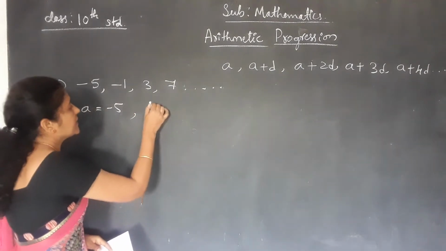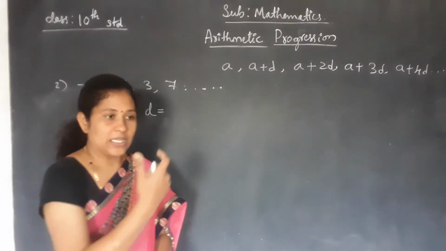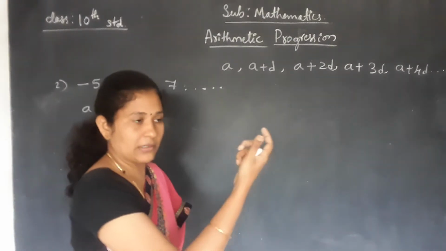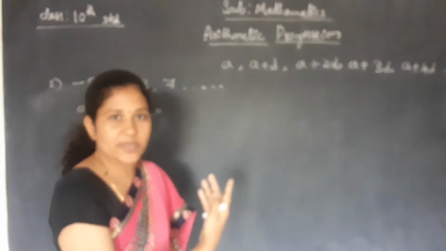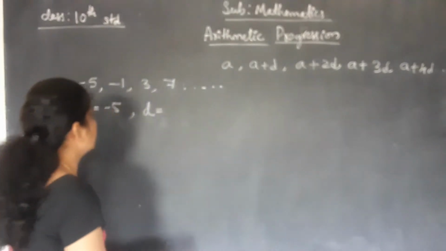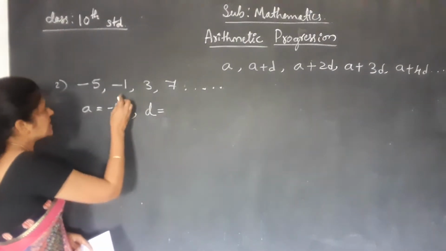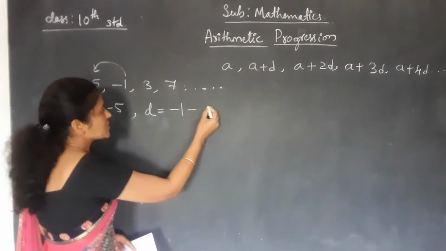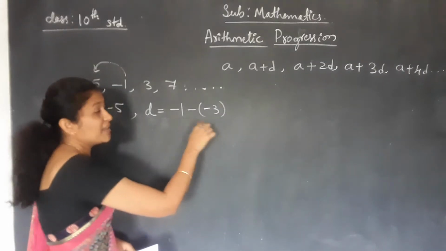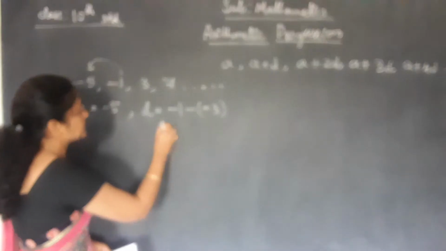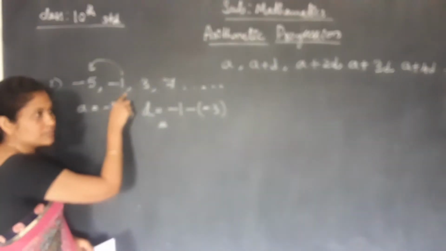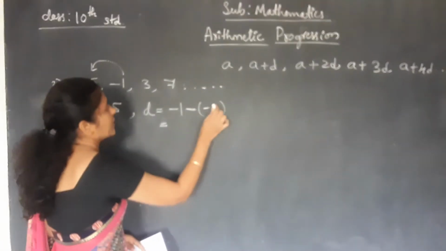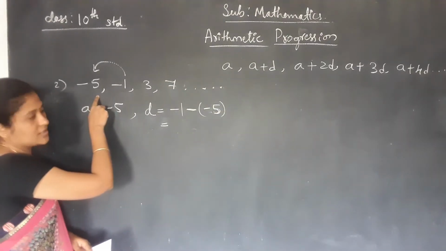Let me find the common difference. Common difference means the difference between the second and the first term, or the difference between the third and the second. It means the difference between two successive terms. So common difference is the second minus the first. So minus 3 minus of minus 5. So many minus signs are there, so be careful here. Minus 3 is the second term, and minus 5 is the first term you have to subtract.